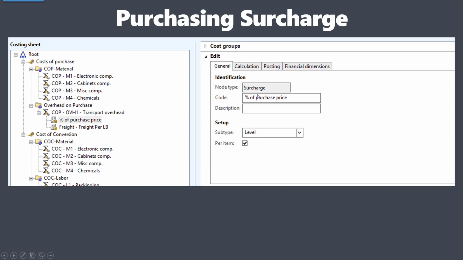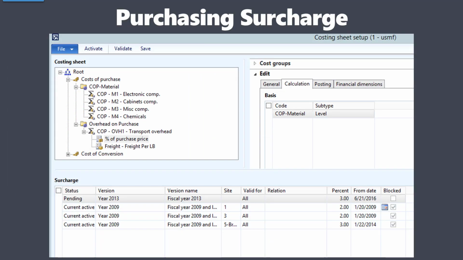And here's the first example. This is a surcharge, which is a percentage of the purchase price. And what we're saying here is for this, and it's really saying the material cost, and we're saying that for site 1, it's 2%. For site 5, it's 3%, and we've got a pending out here. So we're saying that the surcharge and controlling the surcharge by item itself, or down to the site level, I guess, is what I'm really suggesting here.